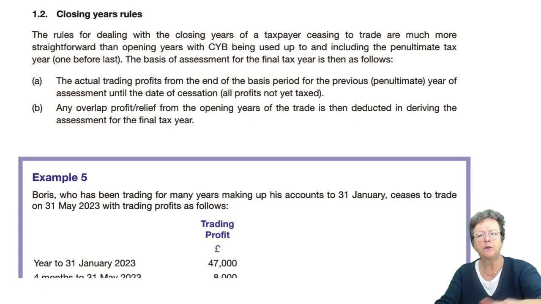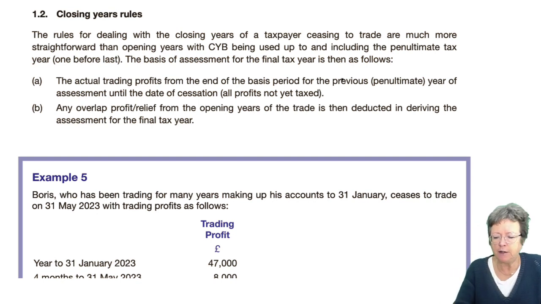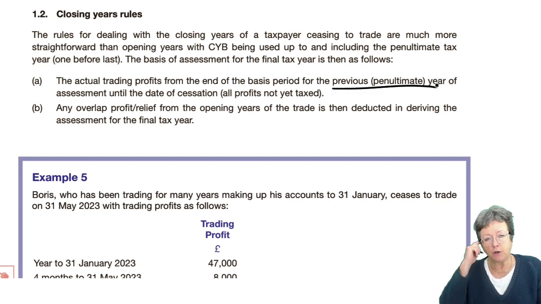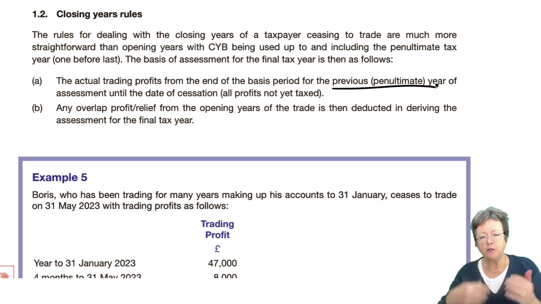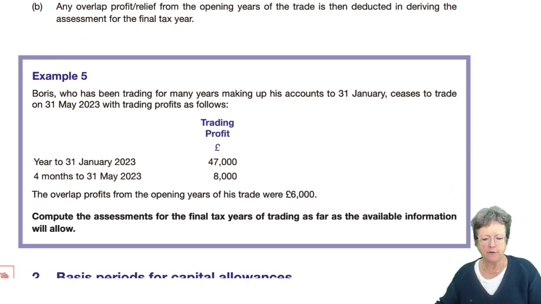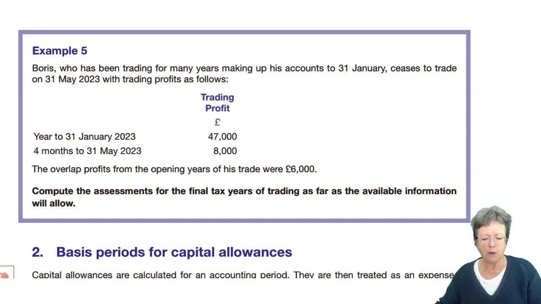As I mentioned earlier, the closing year rules also need to be dealt with. Now, these are a bit simpler than the opening year's rules. We talked about them being much more straightforward. Now, the basis of assessment for the final year: the actual trade profits from the end of the basis period for the previous year of assessment until the date of cessation. And then you deduct the overlap profits. And this example here shows us how that works.